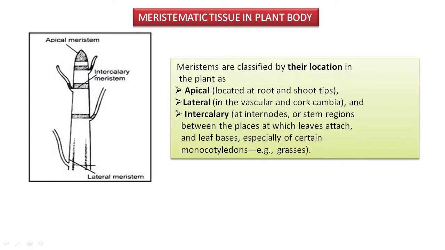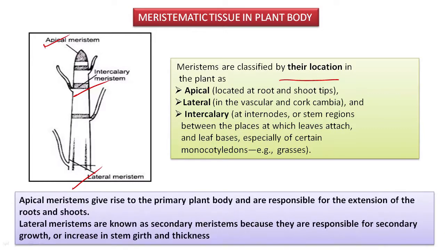Meristems are classified based on their location in the plant as apical, lateral and intercalary. Apical meristems are present at root and shoot tips. Lateral meristems are present in vascular and cork cambia. Intercalary meristems are present at internodes, or stem regions between the places at which leaves attach, and at the leaf base, especially of certain monocotyledons like grass.